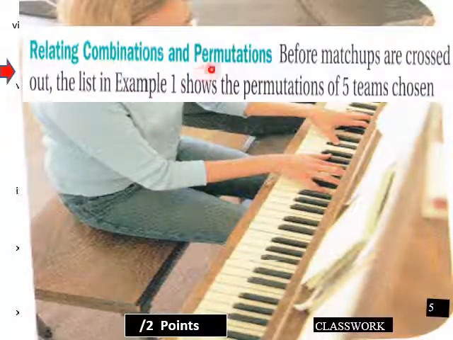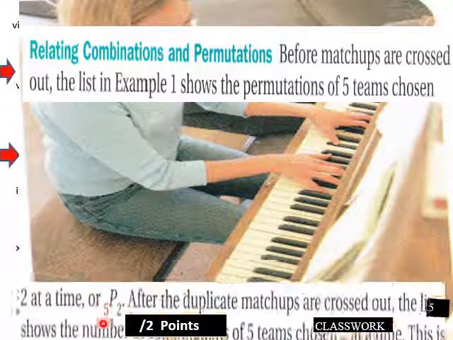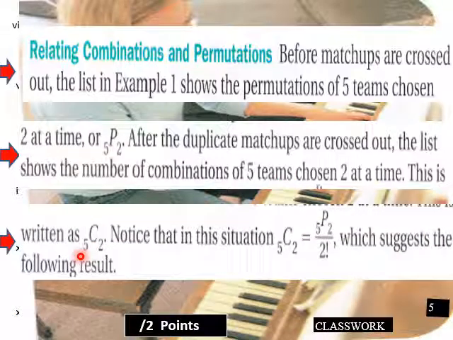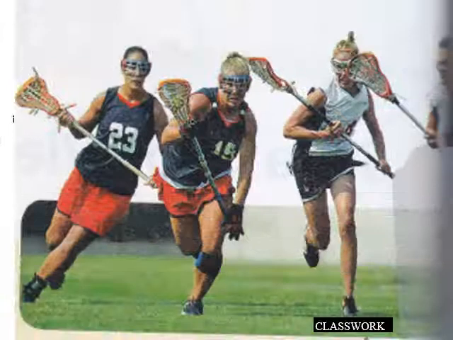Okay, relating combinations and permutations. Before matchups are crossed out, the list in example 1 shows the permutations of 5 teams chosen 2 at a time, or 5P2. After the duplicate matchups are crossed out, the list shows the number of combinations of 5 teams chosen 2 at a time. This is written as 5 choose 2. Notice that in this situation, 5 choose 2 is 5P2 over 2 factorial, which is the following.